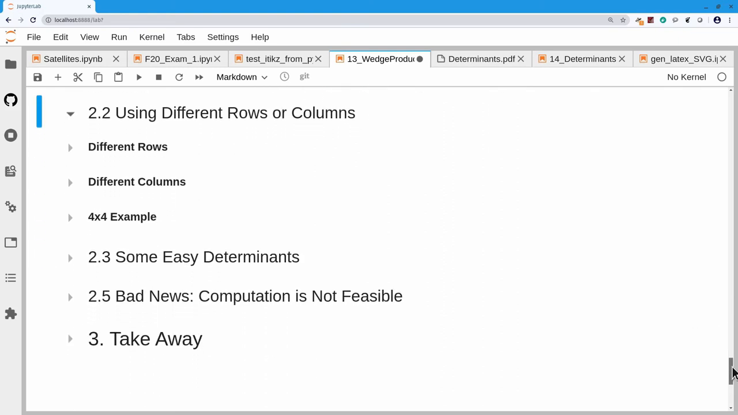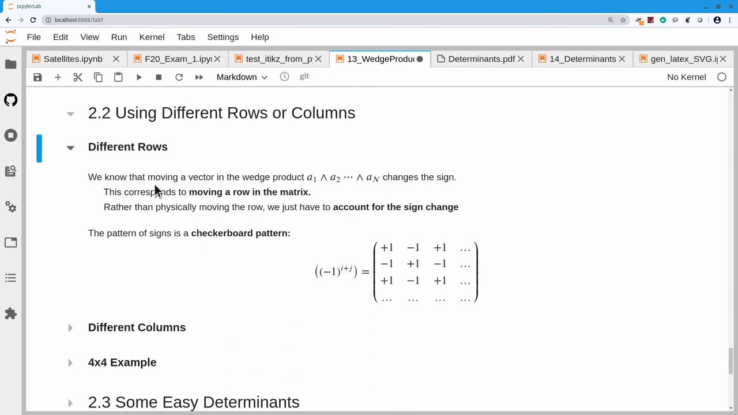Let's think about the wedge product one more time and see the following. If I take A1 wedge A2 wedge AN, if I interchange the rows in my matrix, all that happens to the determinant is it changes the sign. Interchanging A1 and A2 would correspond to moving a row in the matrix, but in so doing, I pick up a minus sign. So rather than physically moving a row in the matrix, I'll simply adjust the sign pattern by adding that minus sign. So in the first row, I had plus 1, minus 1, plus 1, minus 1. In the second row, interchanging row 1 and row 2, that minus sign will therefore give me minus 1, plus 1, minus 1, plus 1.